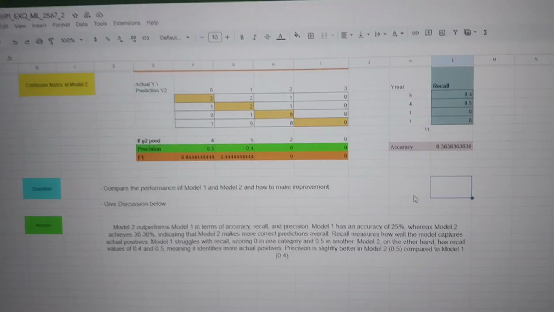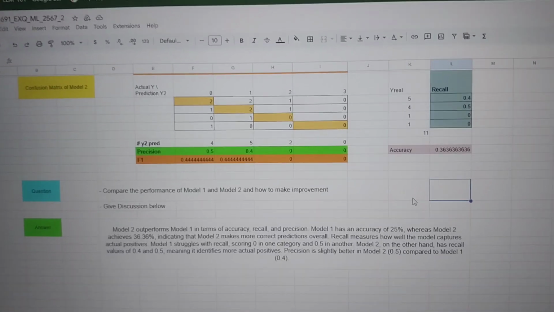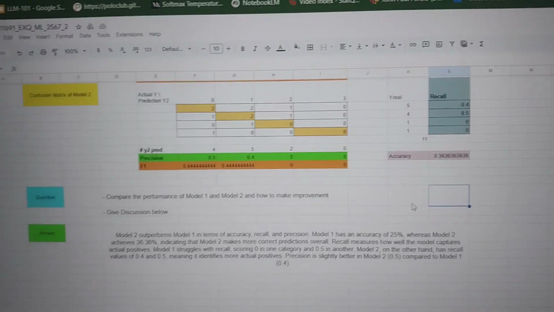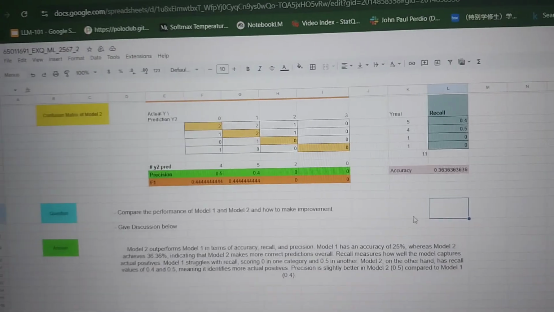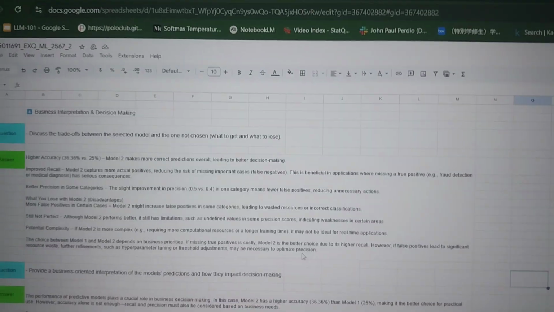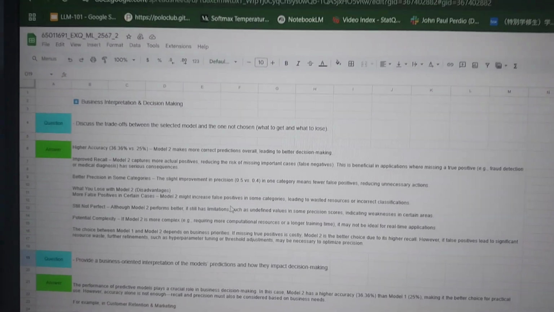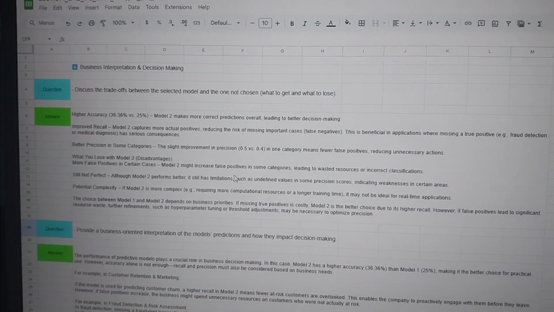And the recall measures how well the model captures actual positives, and model 1 struggles with that. But model 2, on the other hand, has higher recall values, so it identifies more. That's why it's slightly better than model 1. And then here are the other questions of the exam about business interpretation and decision making.